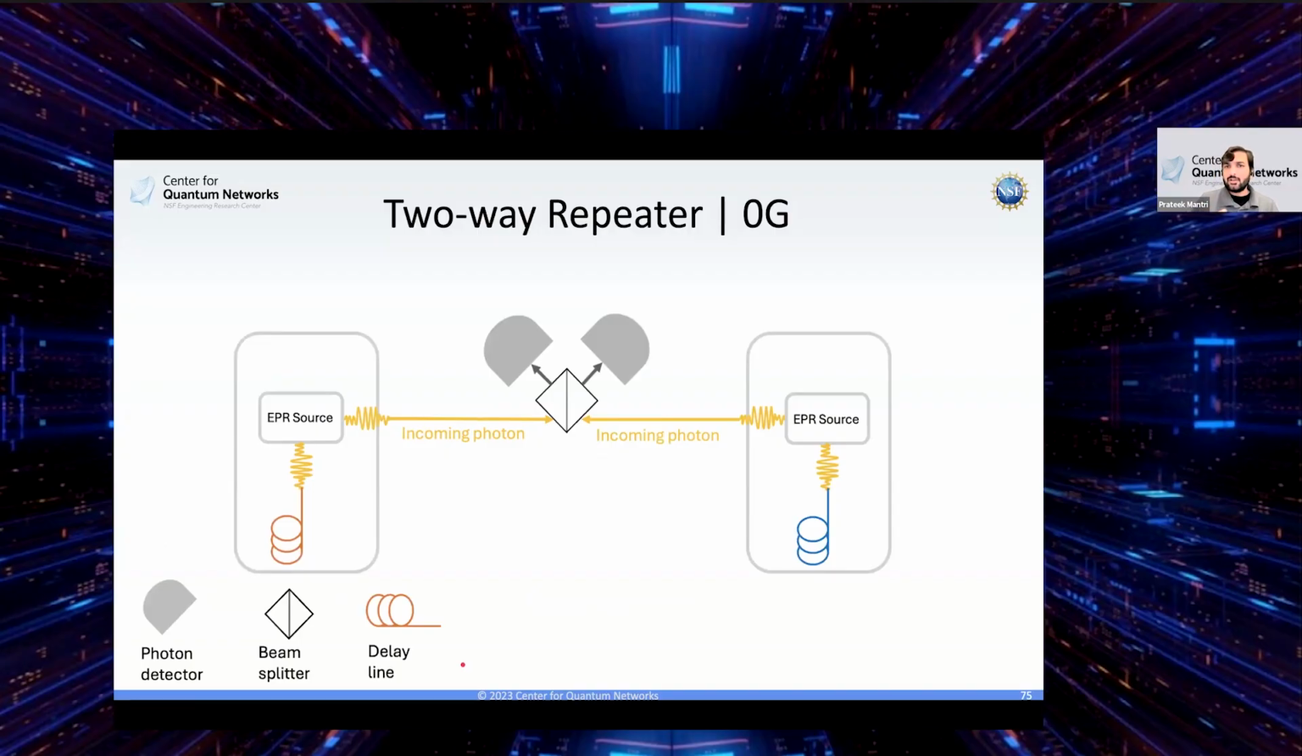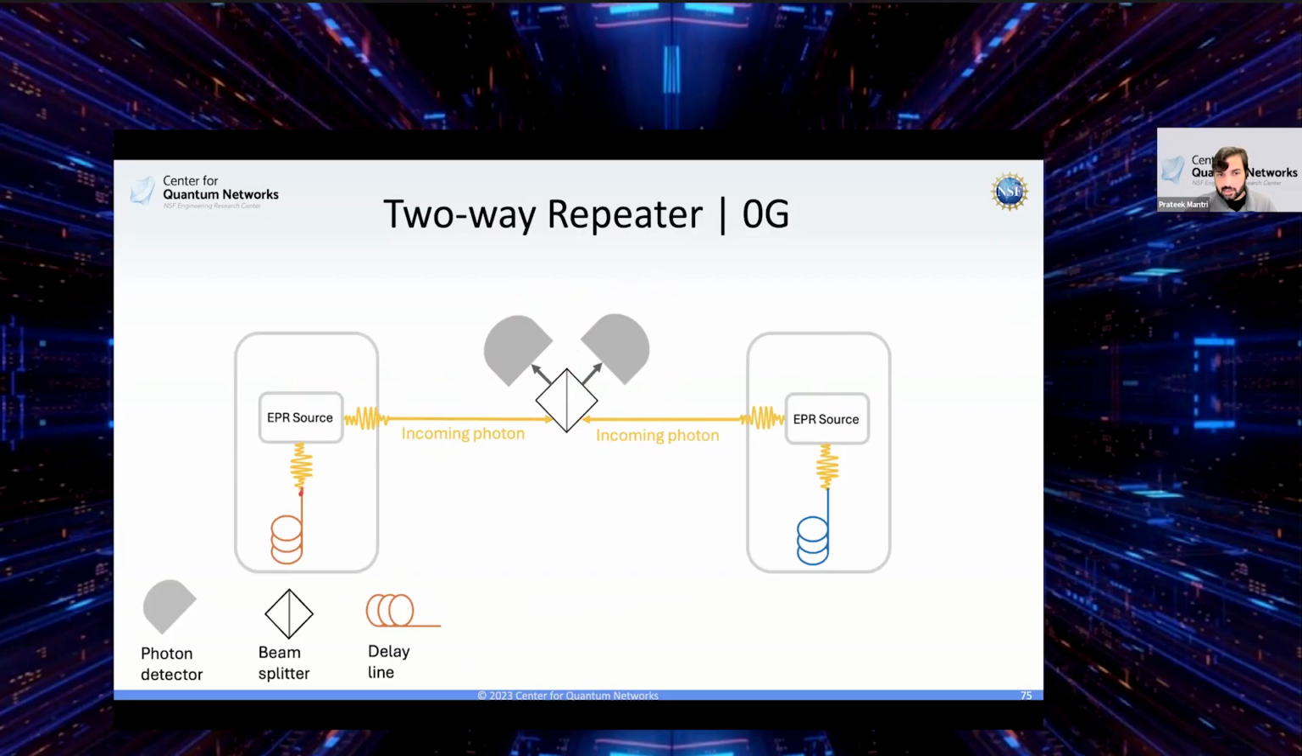All right. Let's look at the two-way repeater. So you have an EPR source, two-way repeater, the zeroth generation. So you have the EPR source here and here. It is generating a Bell state in both directions, and then there is an incoming photon to the Bell state measurement device located in the middle. We get some photon detection events, which is probabilistic.